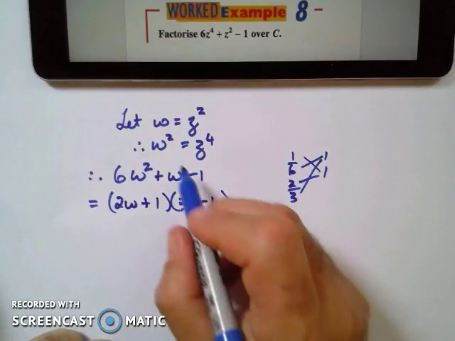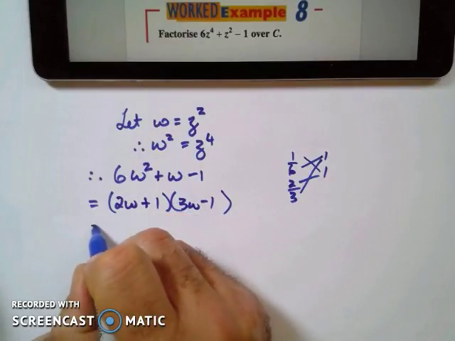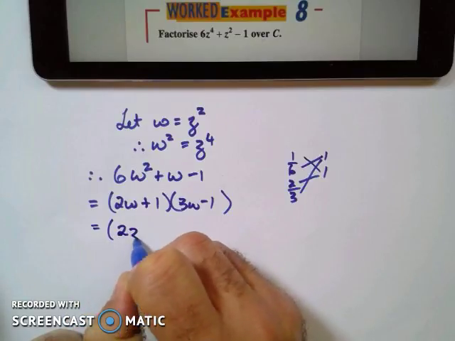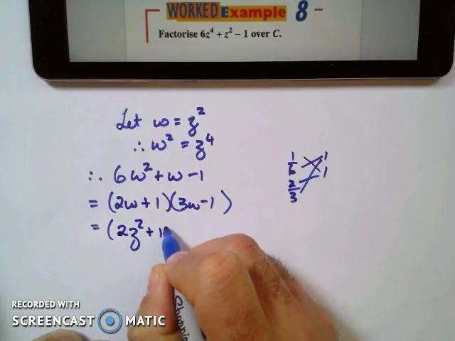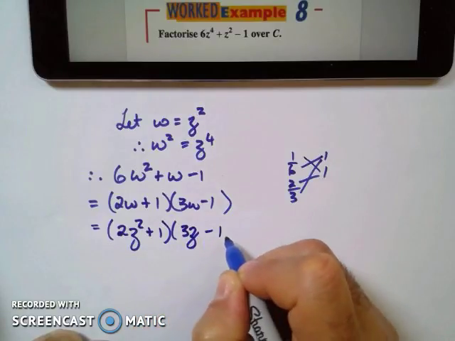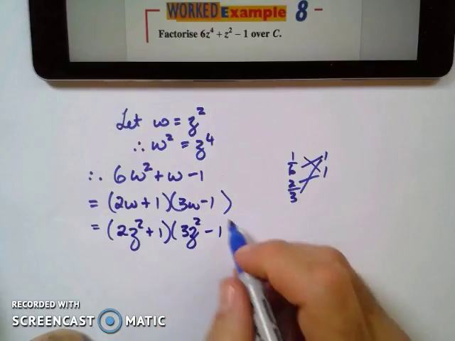Now, I'm going to replace the w with z squared again. So therefore I'm going to get 2 w's, which is 2z squared plus 1, and I'm going to have 3z squared minus 1.